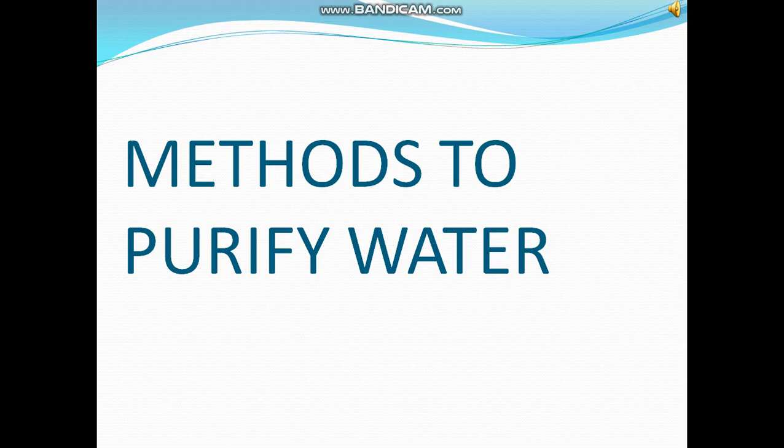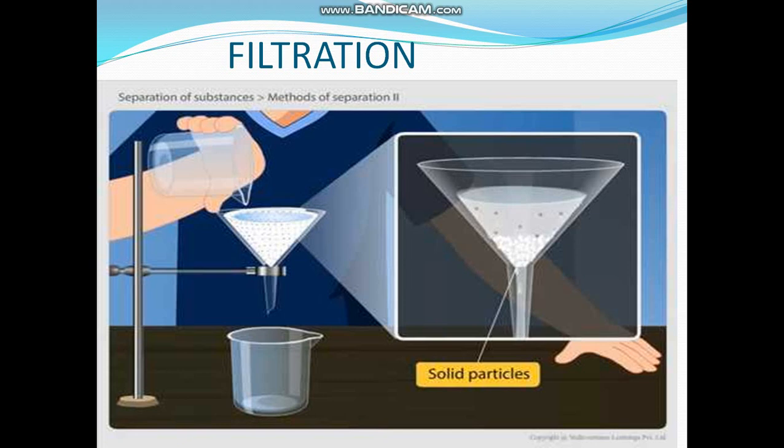First method is by filtration. Separation of insoluble impurities with the help of filter paper is known as filtration. So in this method, you can see in the picture, you should take a filter paper, fold it twice, then fold it once more to get a cone shape, then fit this cone on a glass funnel.